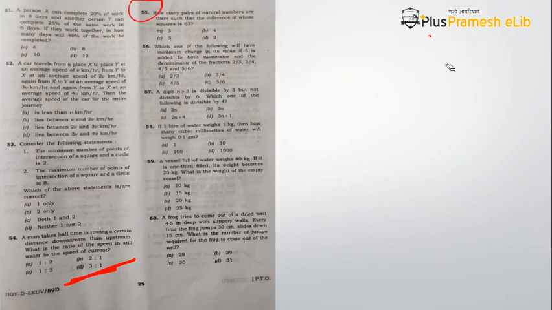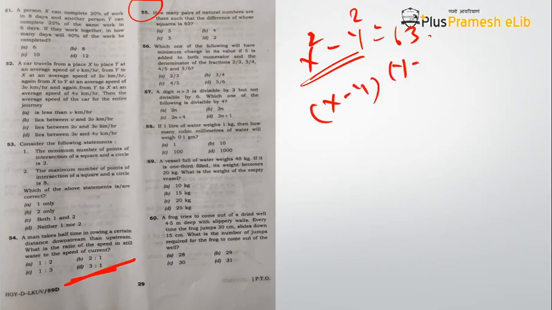See, this is a pretty easy question. It is asking you how many pairs of natural numbers are there such that difference of their squares is 63. Suppose you have two natural numbers x and y, then difference of their square should be 63. This is x square minus y square, that means x minus y and x plus y should be equal to 63. See, how can you obtain 63?